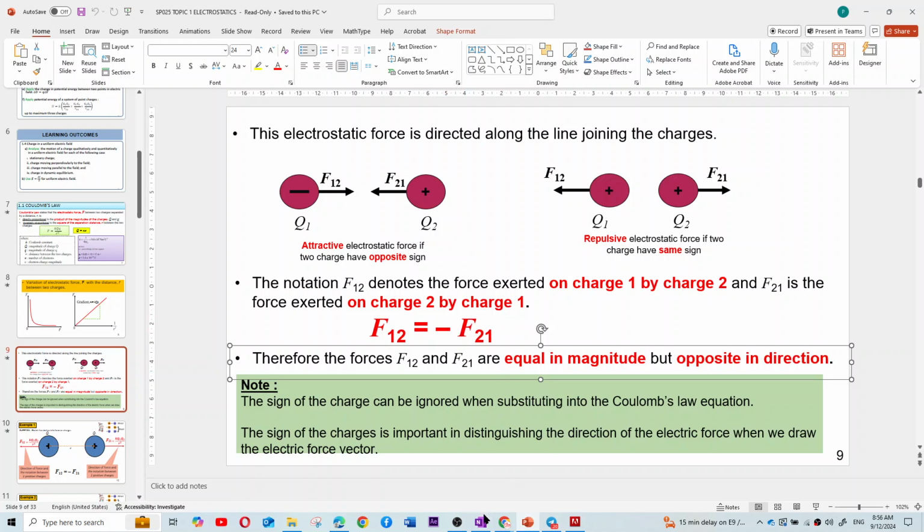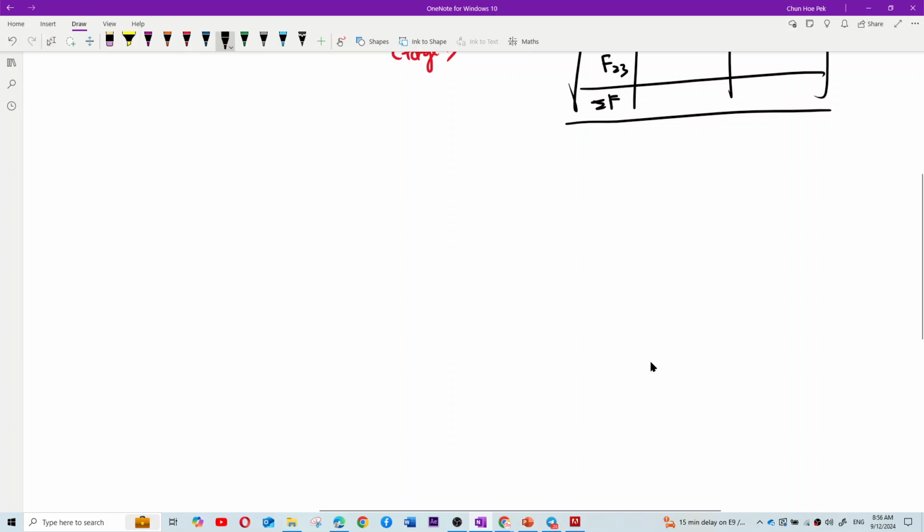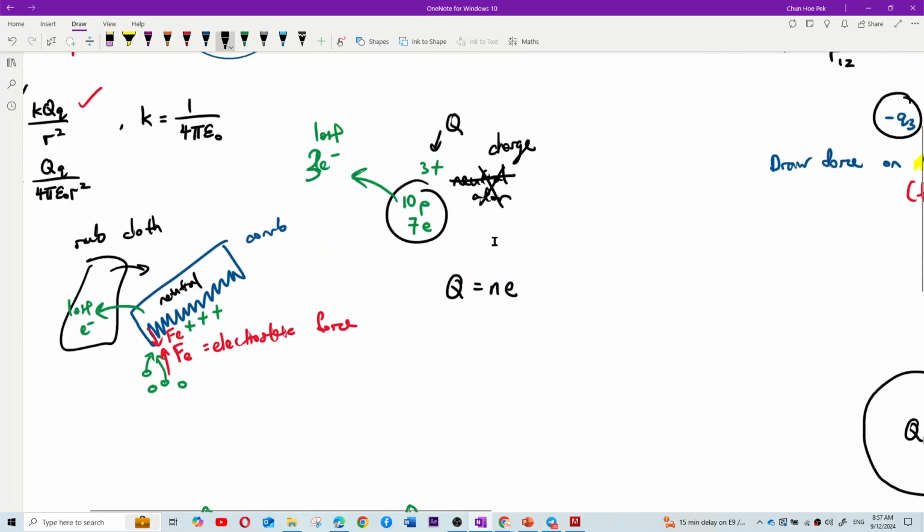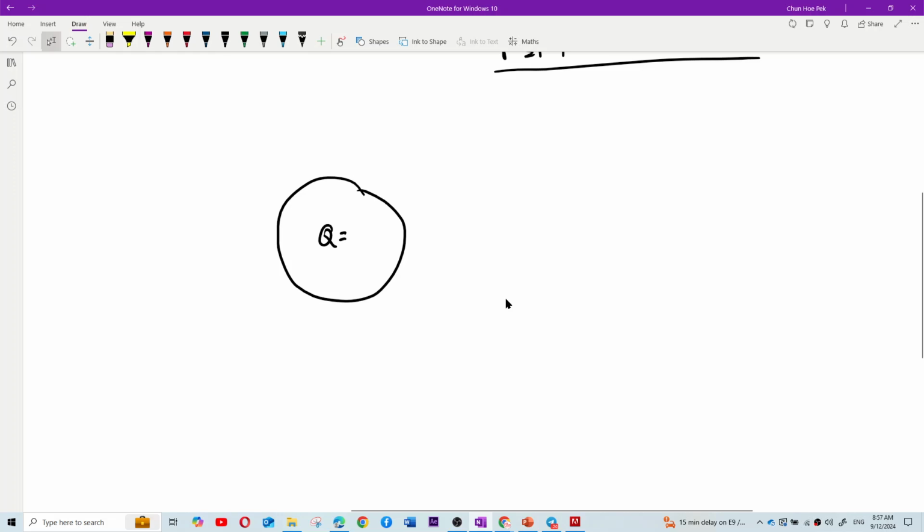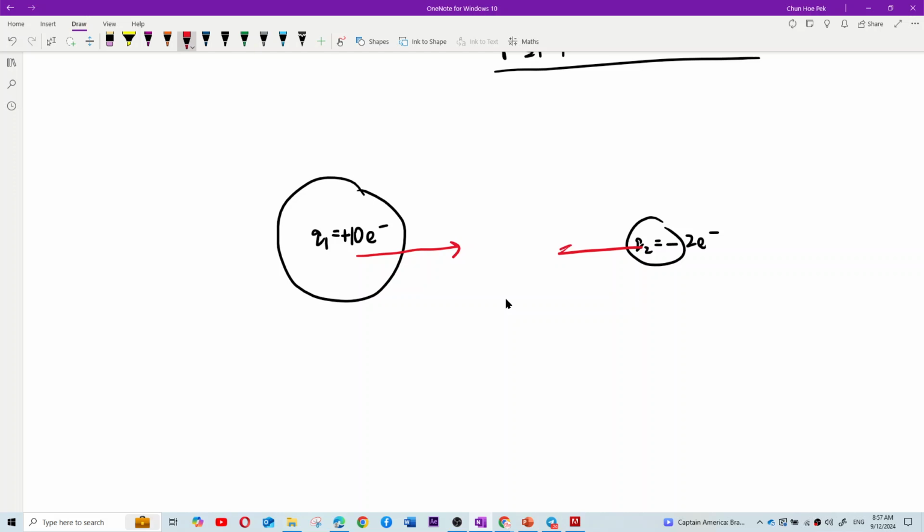Okay, here is a very important concept I need you to know. Kalau saya ada satu charge besar, we have learned Q equals n e. So let's say now the first charge, Q1, is a positive charge of 10 electrons. And then Q2 cuma charge kecil je, maybe only negative 2 electrons. Positive charge, negative charge, they attract each other, isn't it?